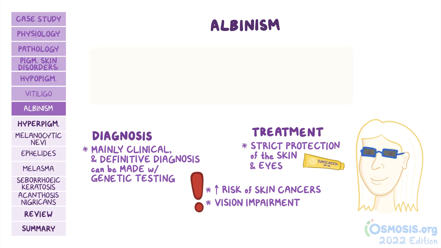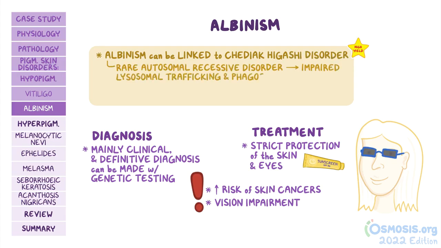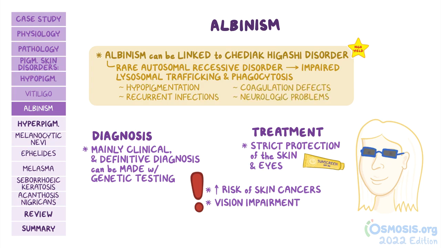For your test, it's important to know that albinism can be linked to Chediak-Higashi syndrome, which is a rare autosomal recessive disorder that results in impaired lysosomal trafficking and phagocytosis. Individuals affected with this syndrome present a characteristic tetrad of hypopigmentation, recurrent infections, coagulation defects, and neurologic problems.